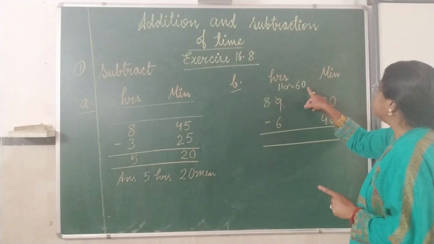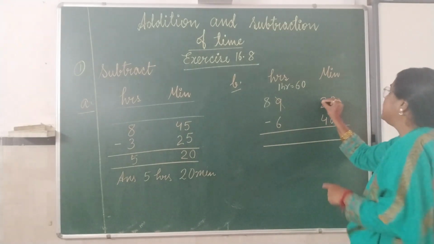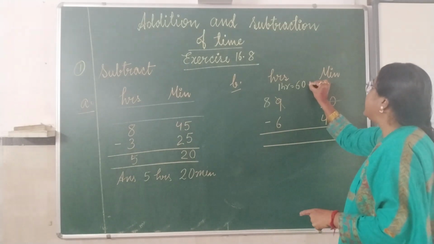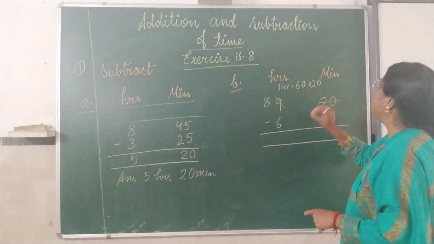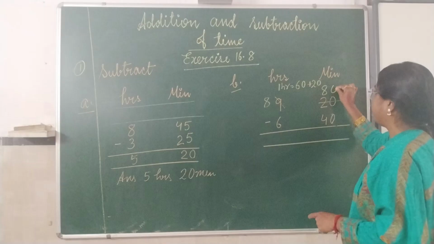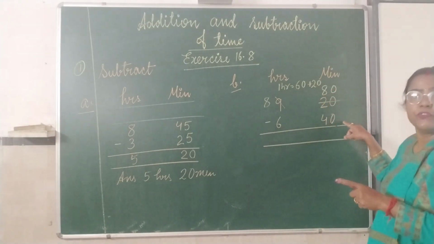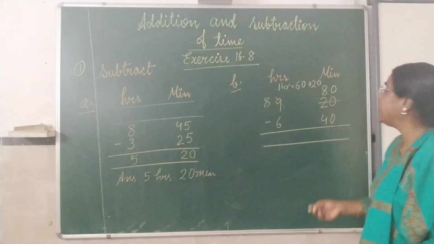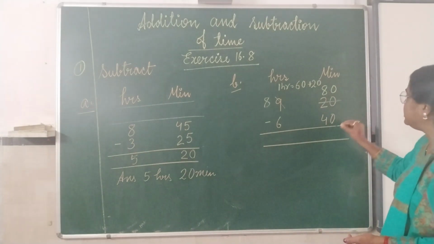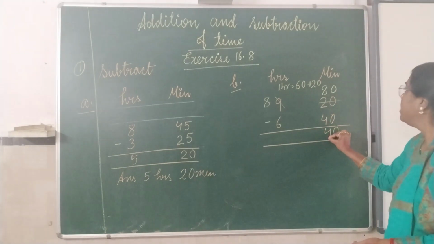So this 60 minutes we have borrowed. Already we had 20 minutes, so this 20 minutes will be added to this, and it will be 60 plus 20, 80 minutes. Clear? Now 80 minus 40 we can easily subtract. So what will we do? 0 minus 0 is 0. 8 minus 4 is 4.